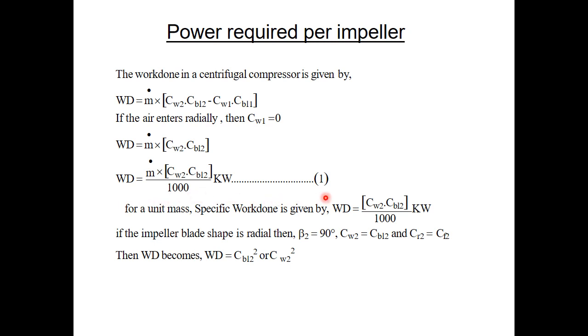For a unit mass, specific work done is given by WD equal to Cw2 into Cbl2 divided by 1000 kilowatt. If the impeller blade shape is radial, then we know that beta 2 angle is equal to 90 degree and Cw2 will be equal to Cbl2 and Cr2 will be equal to Cf2. Then the work done equation becomes WD equal to Cbl2 square.